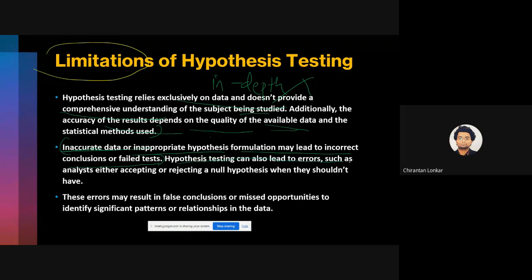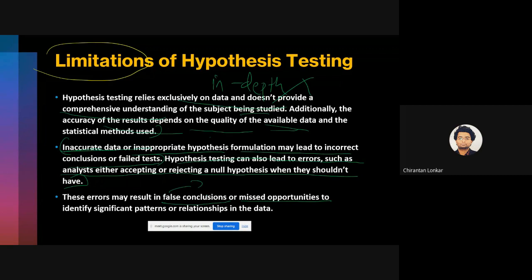Hypothesis testing can also lead to errors, such as analysts either accepting or rejecting a null hypothesis when they shouldn't have. Even though you don't have to reject the alternate hypothesis, you end up rejecting it. You don't have to do that, so that is wrong. These errors may result in false conclusions or missed opportunities.